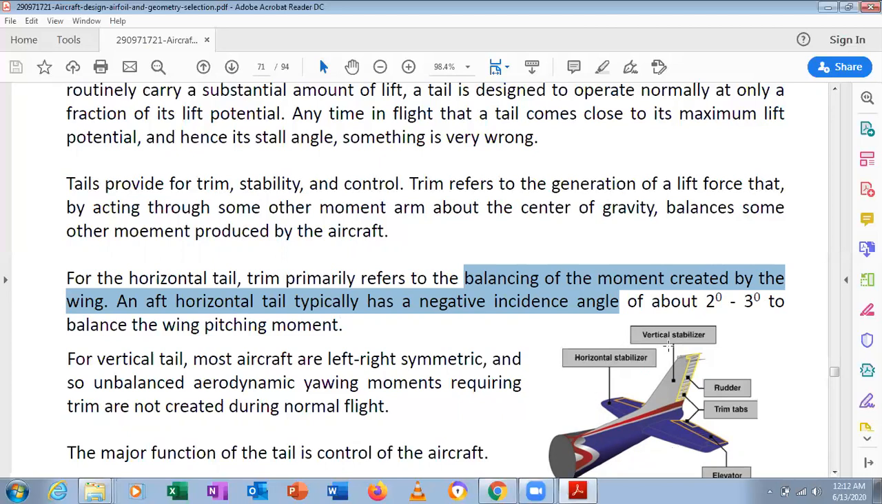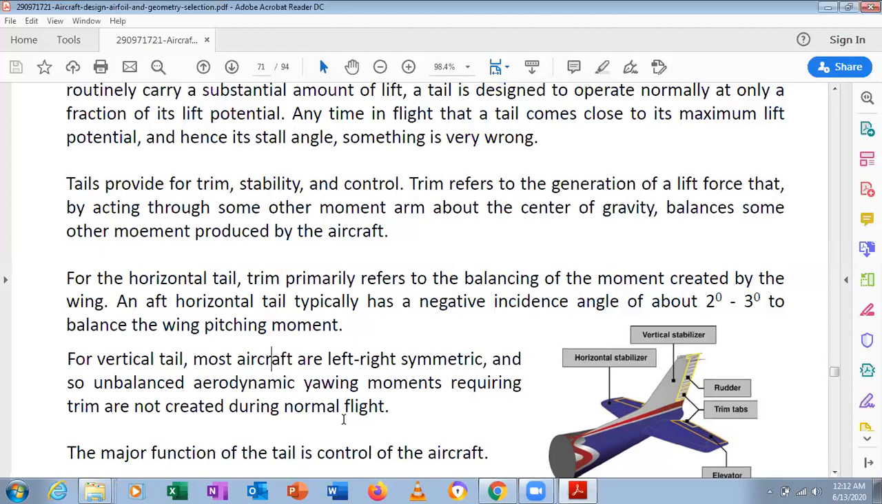We can see here this is called the vertical stabilizer, this is the horizontal stabilizer, this is the rudder, these are the trim tabs, and these are the elevators. For the vertical tail, most aircraft are left-right symmetric, so unbalanced aerodynamic yawing moments requiring trim are not created during normal flight.